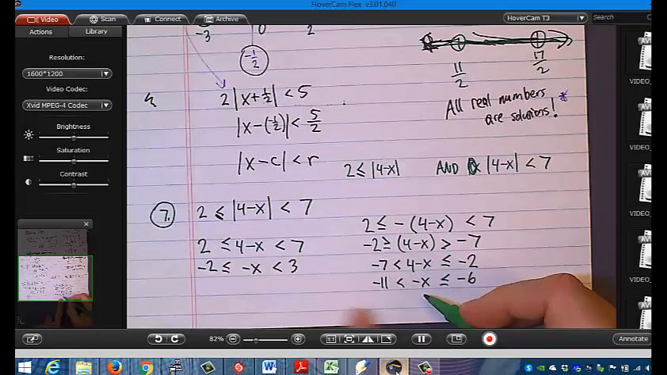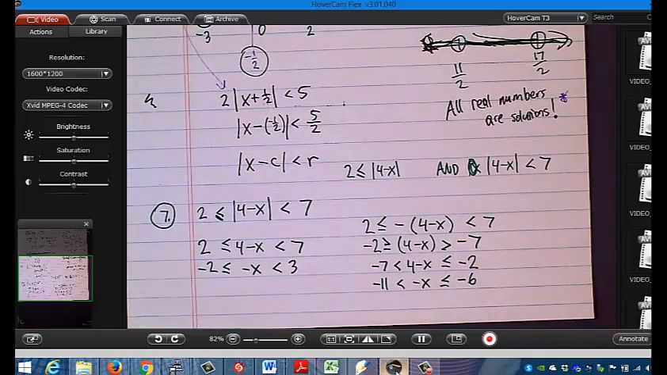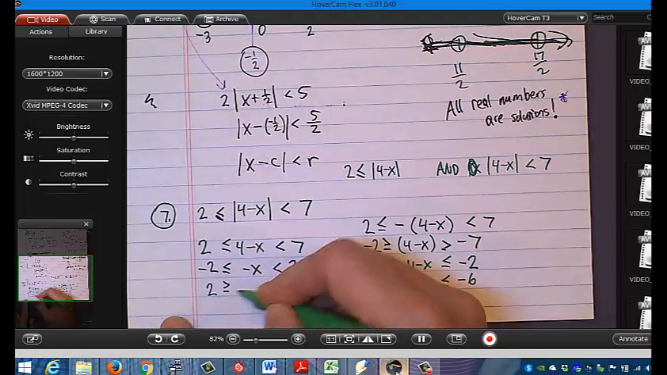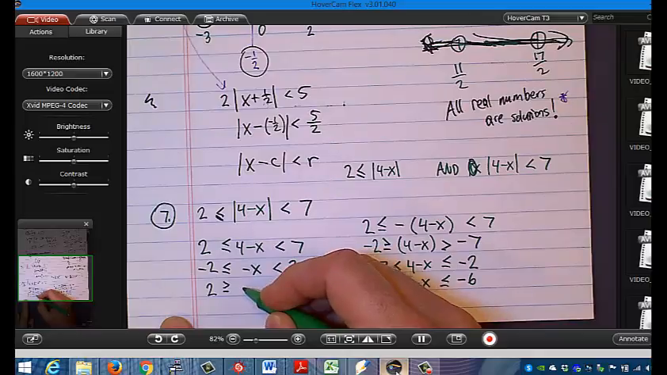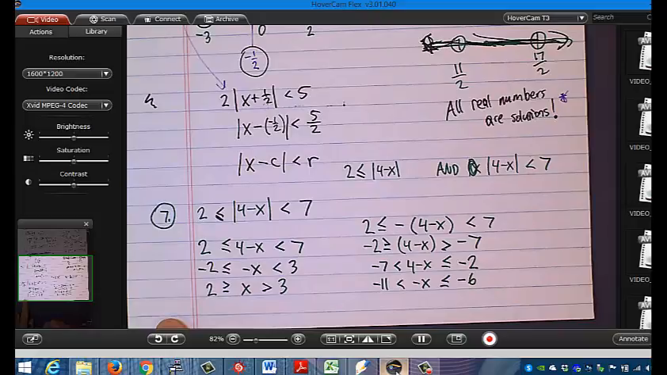What do I have to multiply by? Or divide by negative 1, which means what am I going to have to do? Flip all the inequalities. So let's see. This will become a 2 is greater than or equal to x, and that's greater than 3.